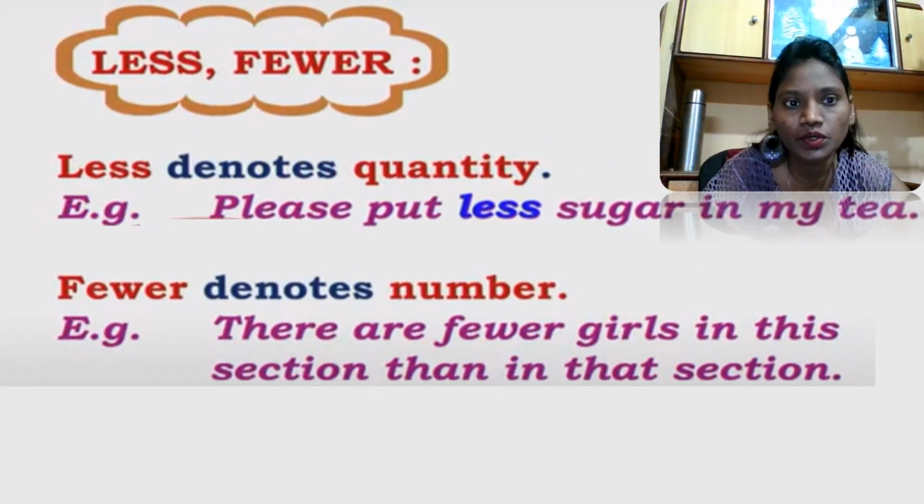Less, fewer. Less denotes quantity. Example: please put less sugar in my tea. Next example: fewer denotes number. Let's look at the example. There are fewer girls in this section than in that section.